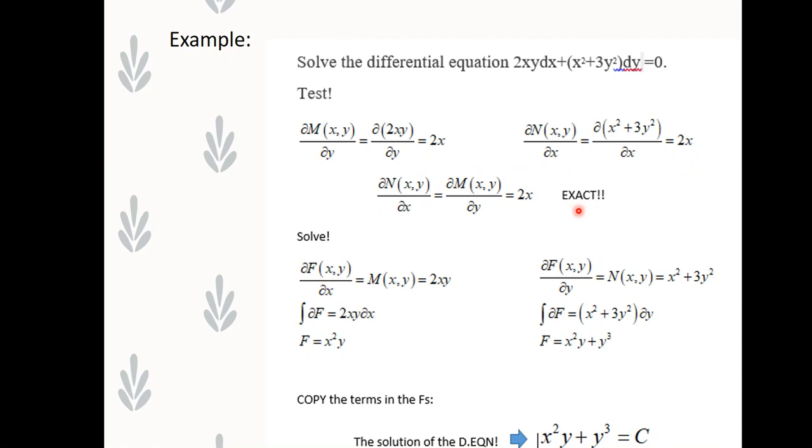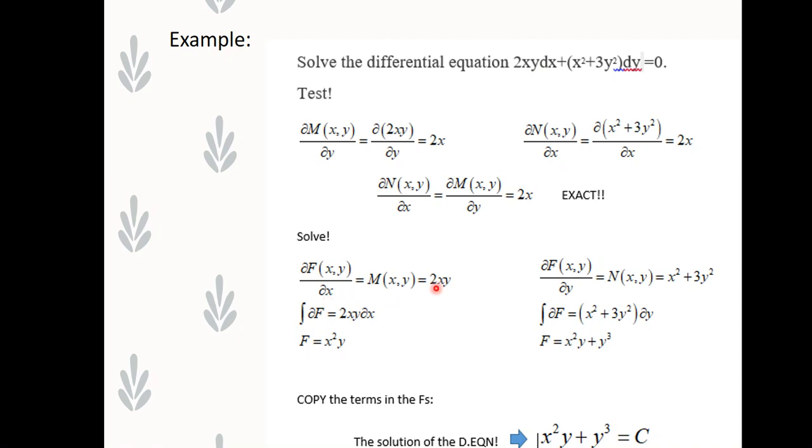When your DE is exact, and if you're going to use method 1, it's very easy. What you're going to do, you go back to your m here, which is actually the partial derivative of your solution f for this DE with respect to x. And that is written here. So, the partial derivative of f with respect to x is actually your m, which is 2xy.